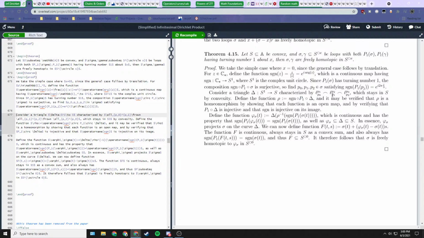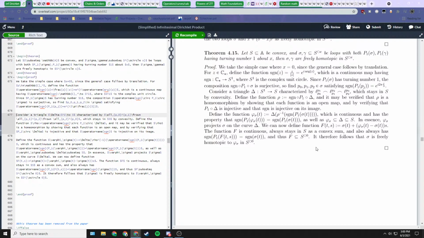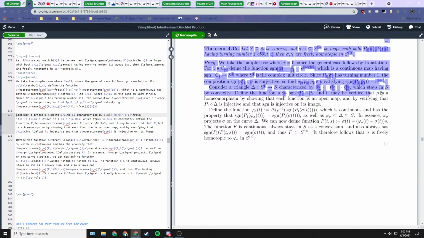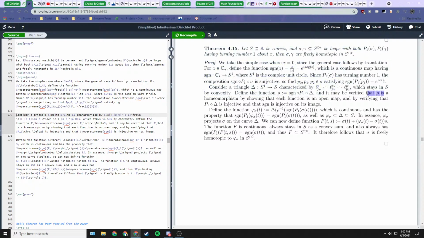And then we just verify each one of these are open maps. I just sort of left that out because it didn't seem useful. But by verifying that this function rho is an open map, we can then say that given that this rho function is a homeomorphism, it has a continuous inverse function. So we're going to define this function here. This is phi sub sigma.